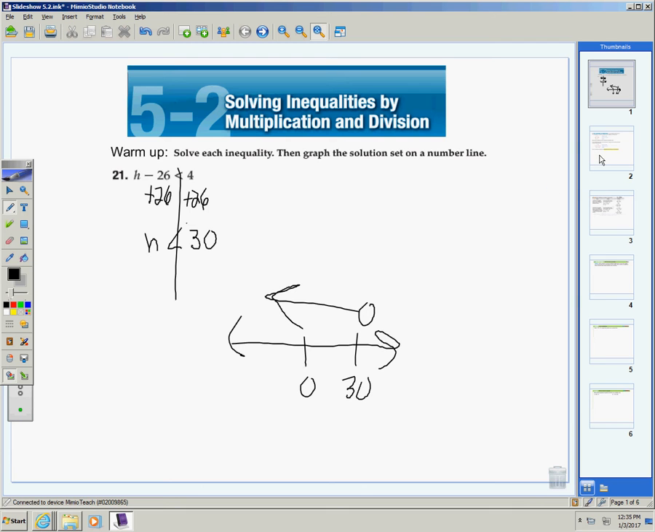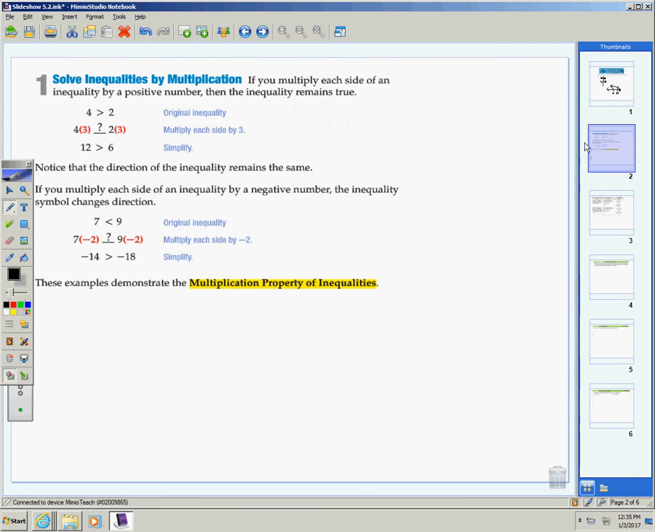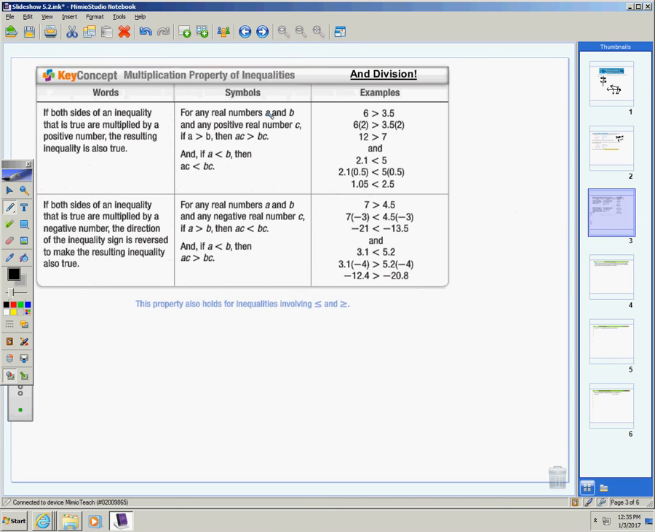But the nice thing is with multiplication and division, we've already talked about this, it's exactly the same as addition and subtraction, okay? It works exactly the same. As long as I do something to each side, I do it to the other side. The only thing that's a little different is if both sides of an inequality are multiplied or divided by a negative number, the inequality flips.